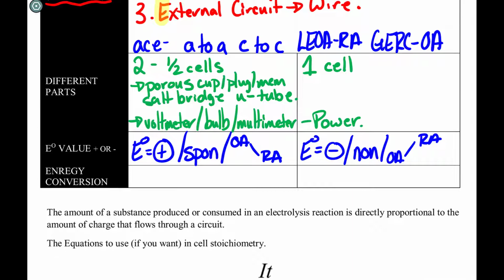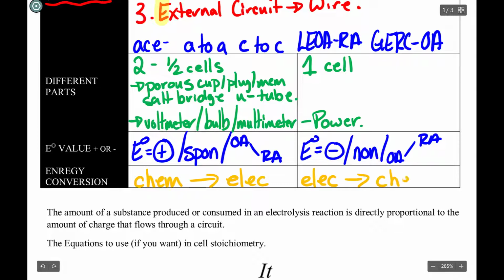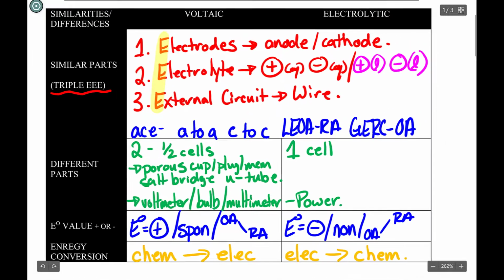In terms of energy conversions, they are again exact opposites. A voltaic cell will take chemical potential energy and will turn it into electrical energy, whereas an electrolytic cell will take electrical energy and turn it into chemical energy. So there's our review of the two types of cells and how they are similar and different. It's very important that you understand all of these similarities and all of these differences going forward.